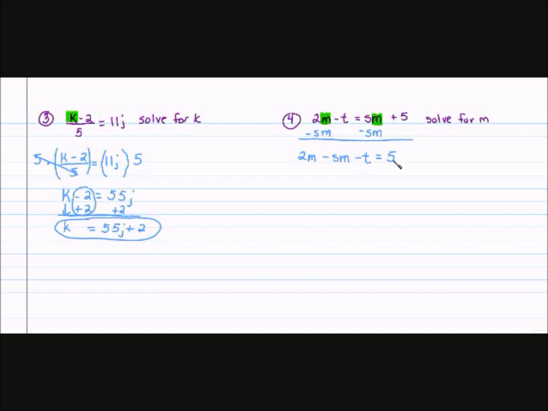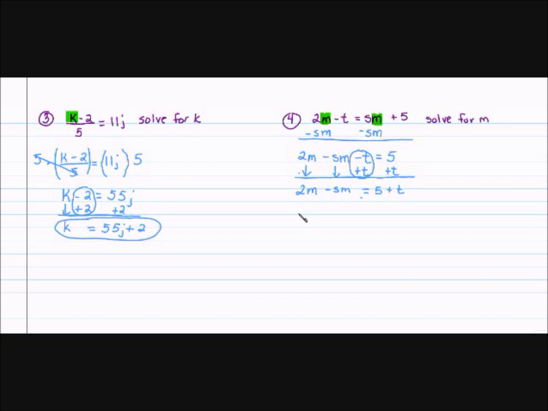From here, I'm going to move the t over to the other side. The reason I'm doing that is because I want just the m's on one side of the equation. The opposite of a negative t is a positive t. That's why I put a little curve by the t, because it looks like a plus sign. I'm going to bring everything else down. 2m, negative sm, negative t and positive t create a big fat 0, equals 5 plus t. Now I have my m's on both sides. Like I said before, they're not like terms because one has an s and the other doesn't.